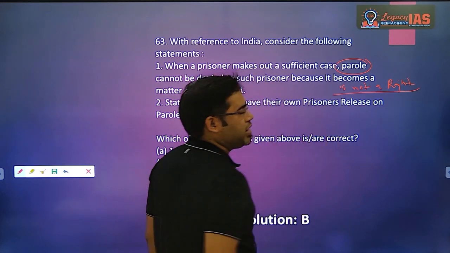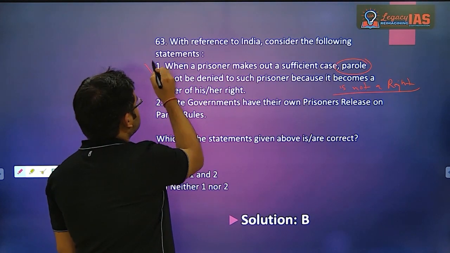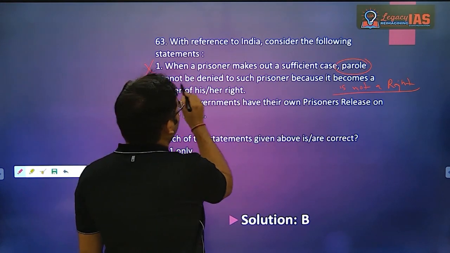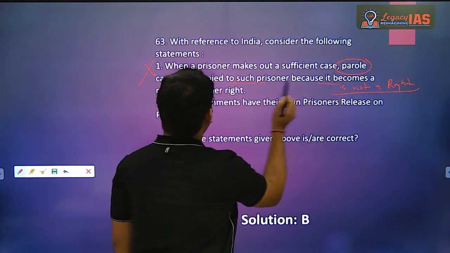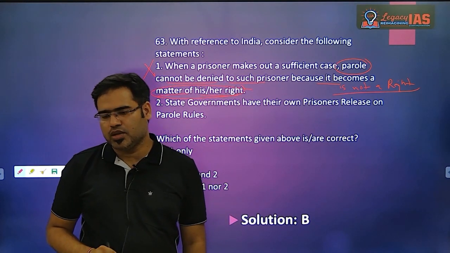This is the thing we need to understand. Parole is not a right. So that is the reason it is not correct, because it is written that parole cannot be denied because it becomes a matter of his right. Parole is never a right of the accused person, correct?